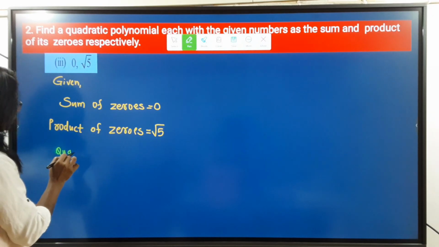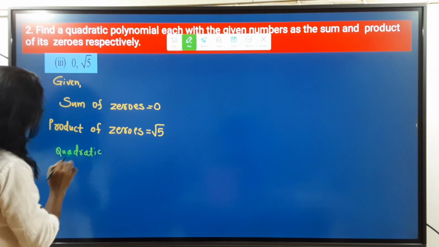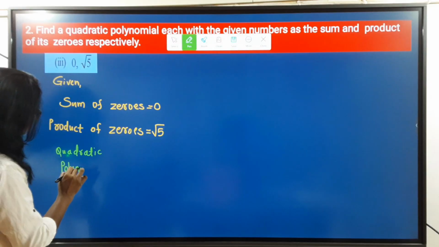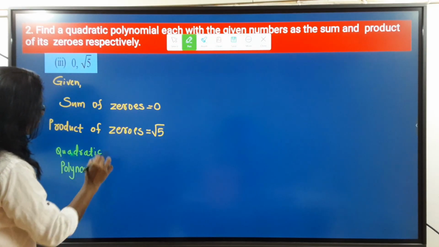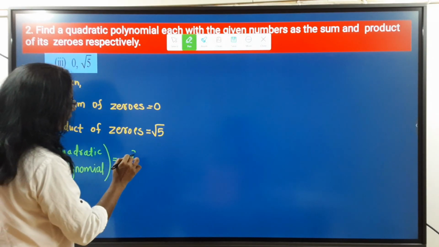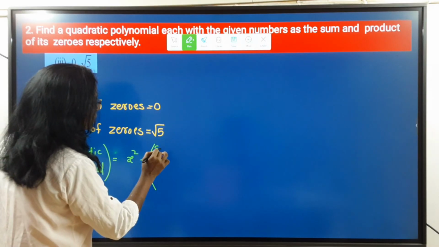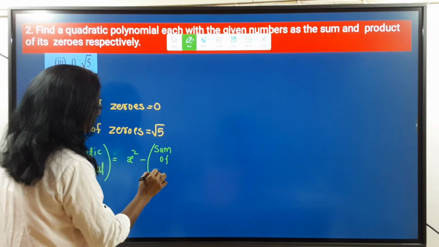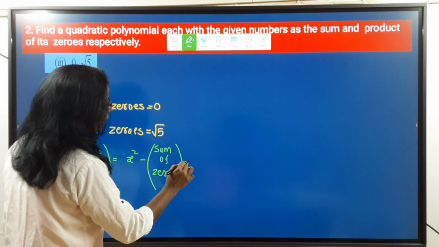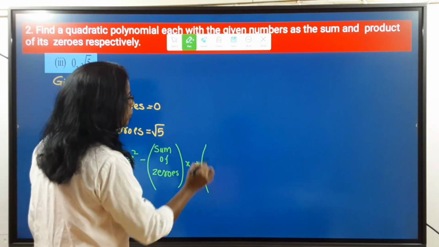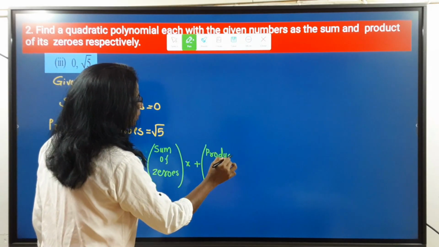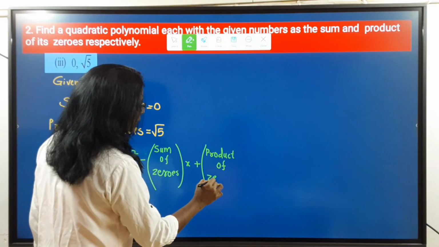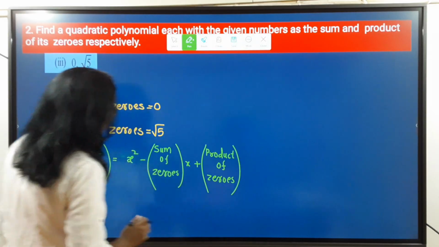So I write down first the formula. Quadratic polynomial is equal to x square minus sum of zeros multiply x plus product of zeros. Then students, we substitute these values.